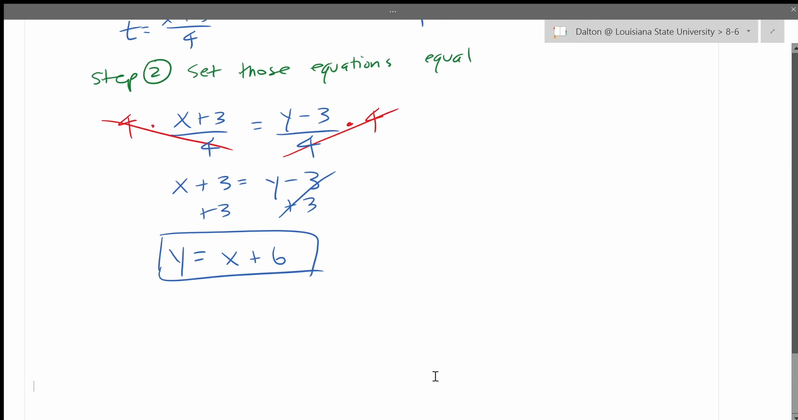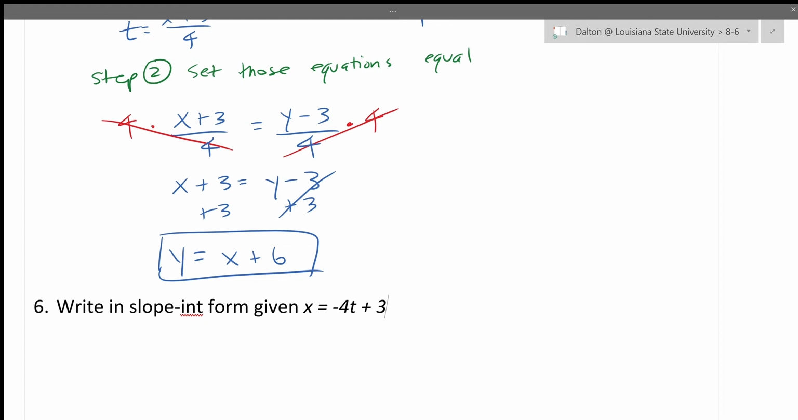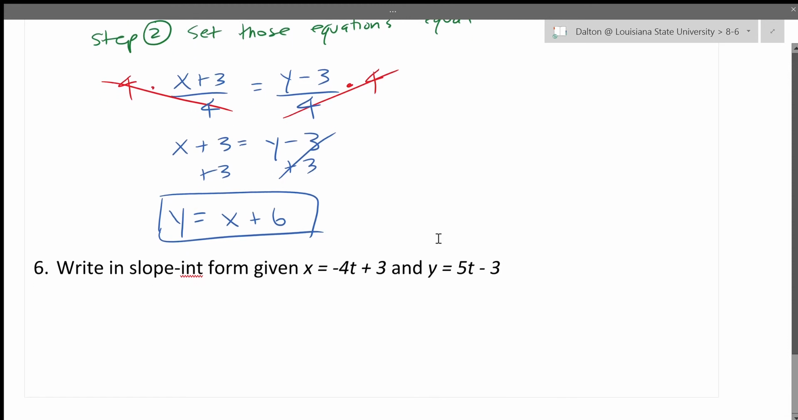Let's do one more. Same directions as before. Write in slope-intercept form. Given, and I'm going to give you two parametric equations again. Okay, given our two equations, x equals -4t plus 3, and y equals 5t minus 3. So I want you to write one equation in slope-intercept form.